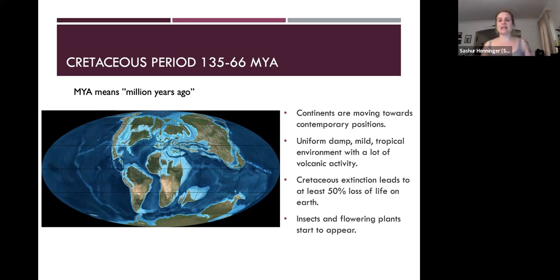So the Cretaceous period is the age of the dinosaurs. And you can see from this image, this is what geologists believe the Earth looked like around this time. The continents are moving towards their contemporary positions. There's a relatively uniform, damp, mild, tropical-like environment, lots of volcanic activity, and you can see that in the warmth. This lighter blue is going to be the warmth of the water. Now, the Cretaceous period has an extinction event that leads to at least 50% loss of life on Earth. But it's also a period of time when insects and flowering plants are starting to appear gradually.